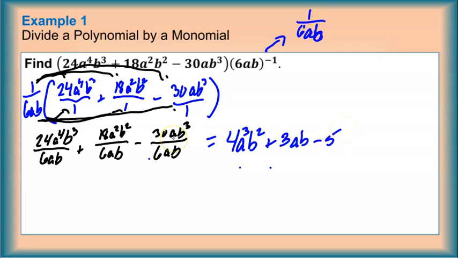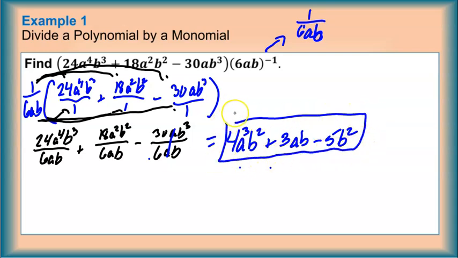A divided by a is 1, so I don't have to do anything. They just divide each other out. B cubed divided by b is b squared. So our final answer would be 4a cubed b squared plus 3ab minus 5b squared.